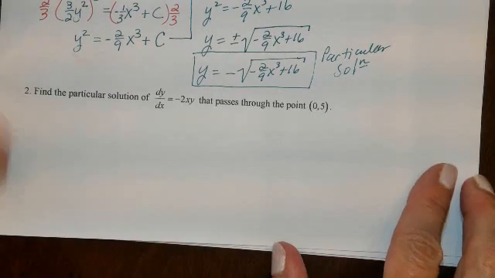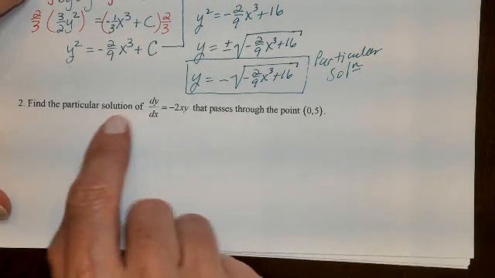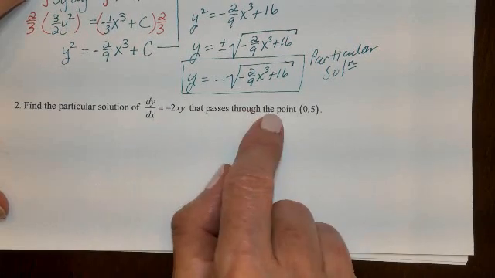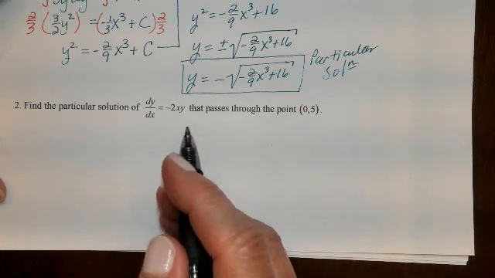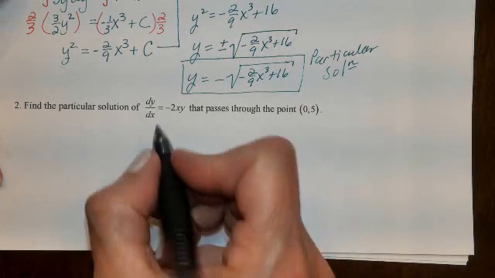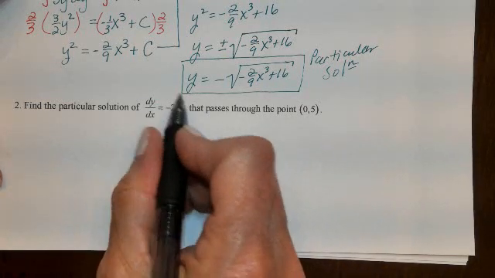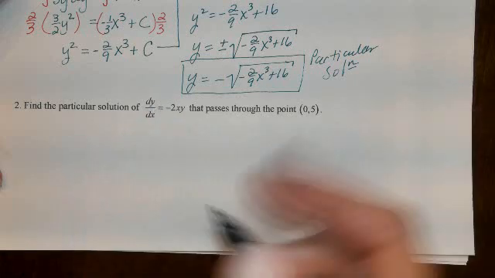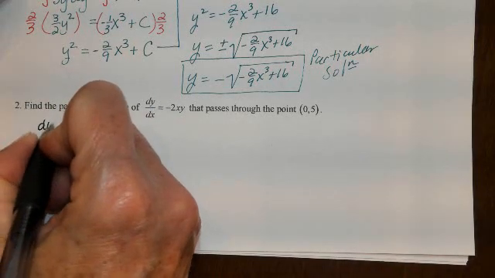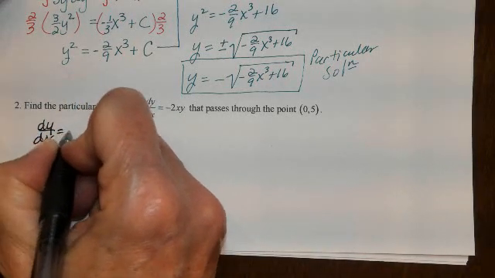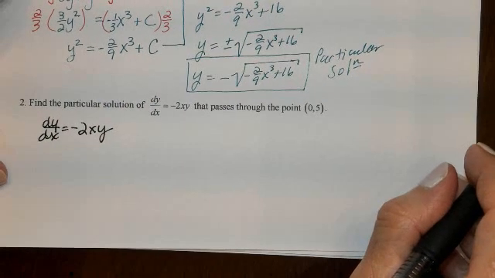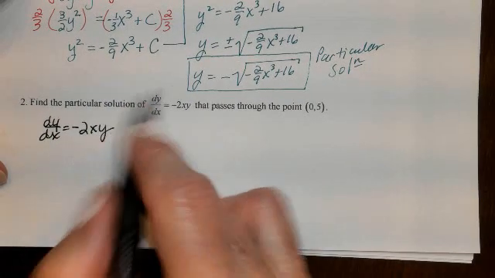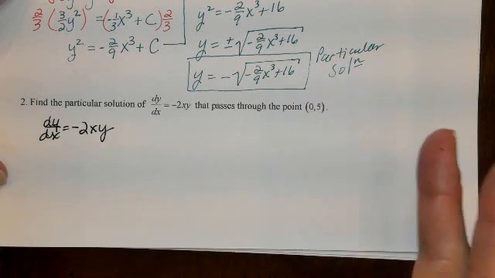Number 2. Find the particular solution of this differential equation that passes through this point. Okay? I'm going to go to my other color here. This pen is nice and thick. All right. So differential equation, separate first. I'm going to bring over dy dx is equal to -2xy. We need to find the particular solution, so separate and then integrate.